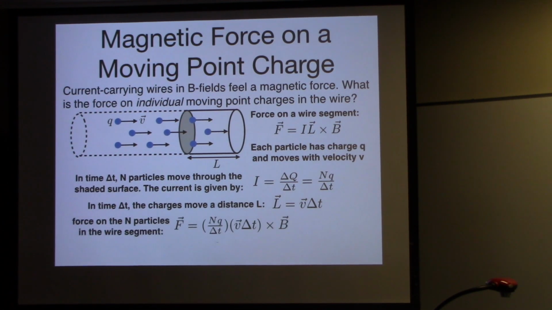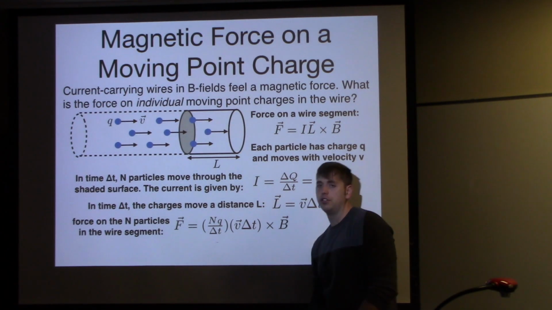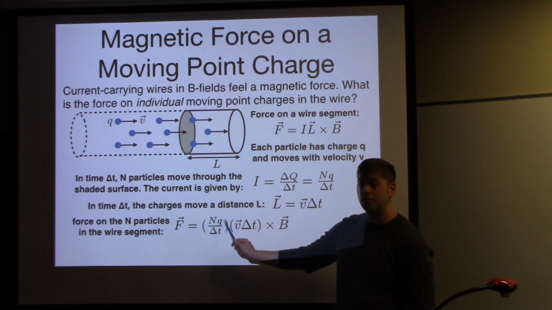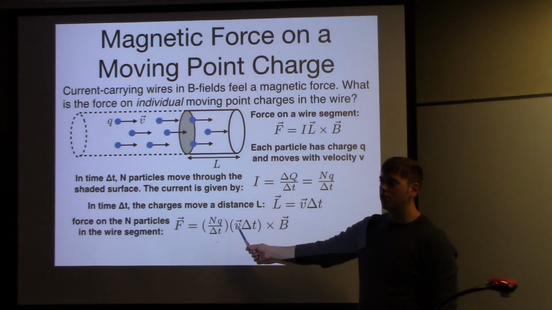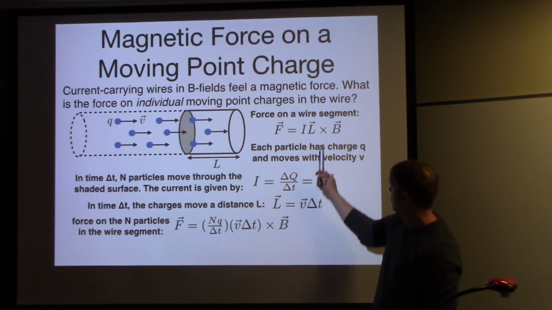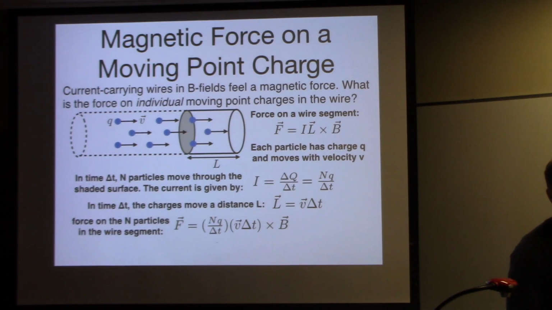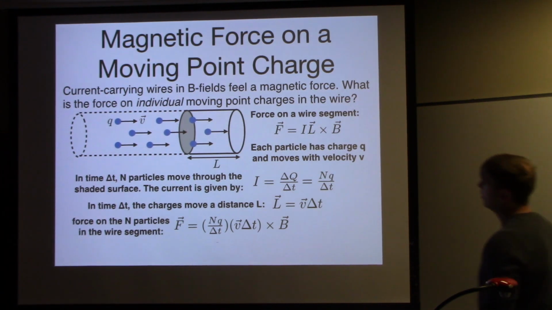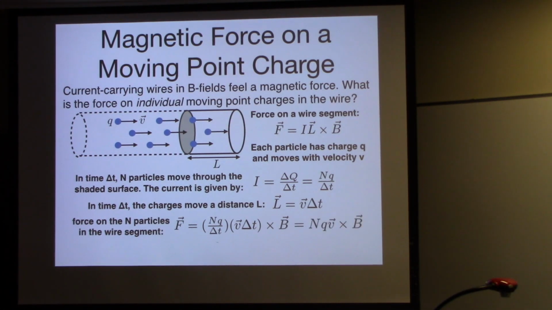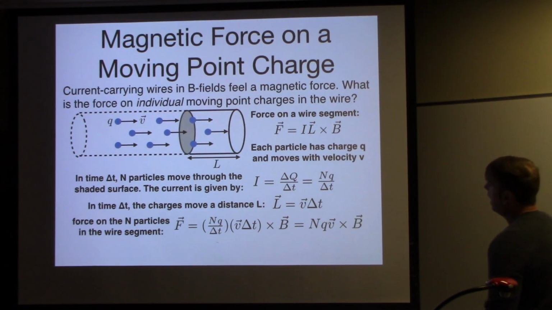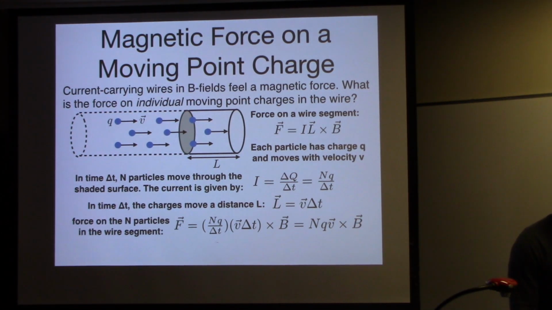So now, let's make all those substitutions that I talked about. The current can be thought of as n times little q, so the number of charges times the charge each one has, divided by delta t, times the velocity of the charges times delta t, that's what I subbed in for L, cross that with B, and we get the force. Well, the reason this is going to simplify things is, for one, delta t drops out. That goes away altogether. And then the force is N times Q V cross B, after we cancel out the delta t.